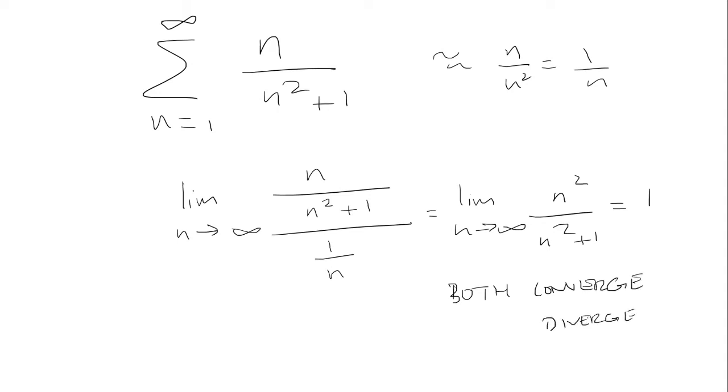So this one we have 1 over n. We know that 1 over n is a harmonic series. We know that's going to diverge, so there's no way that both can converge. So we say that both diverge. So the original series also diverges.